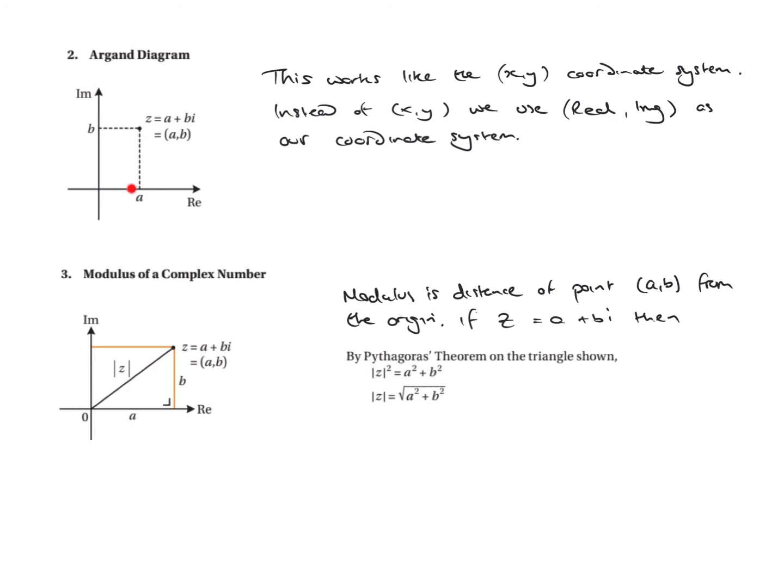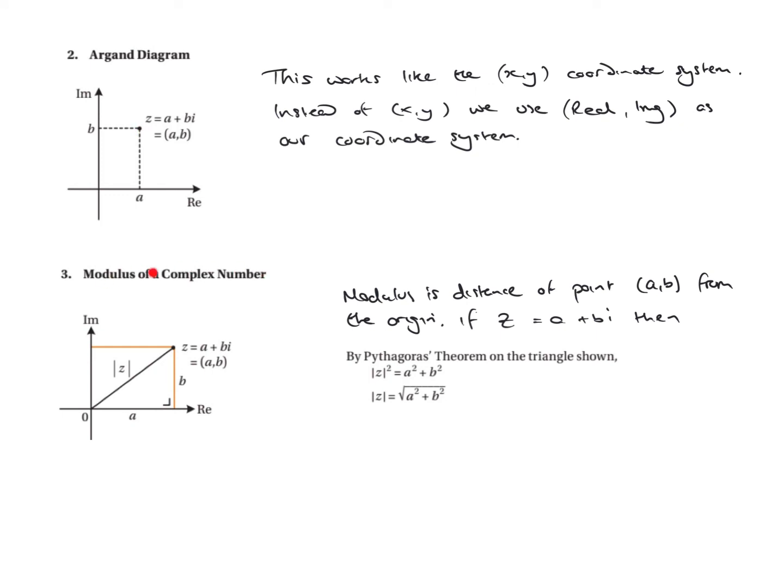So here a is in the real direction, b is in the imaginary direction, which gives us a coordinate of a, b. For example, if I had z was equal to 3 plus 2i, we would go 3 in the real direction, 2 in the imaginary direction, and we'd then be able to plot that.